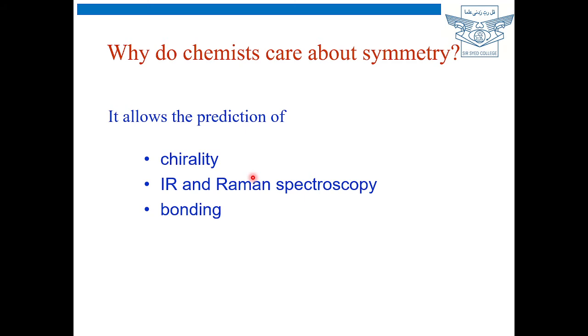Got it. Now let us see, why do chemists care about symmetry? Why do we need symmetry? It is because symmetry allows the prediction of chirality in a molecule, which we have seen in the stereochemistry unit. And the second important application is in predicting the behavior of the molecule in IR and Raman spectroscopy. This is very, very important. And this application you are going to study in your sixth semester as well as in your PG classes. And it's also important for bonding prediction, how the molecule can form different kinds of bonds. Okay, right.